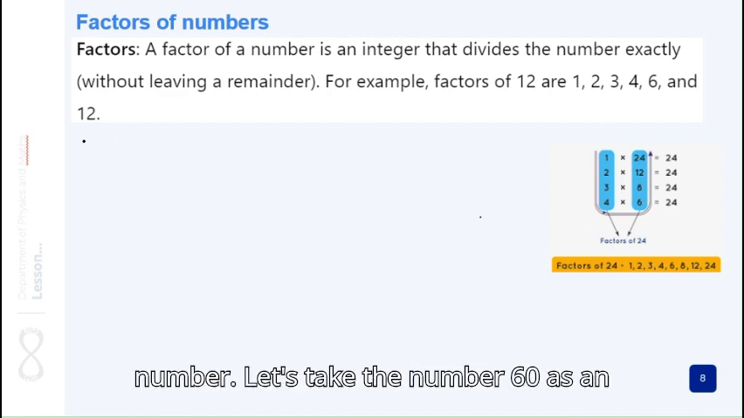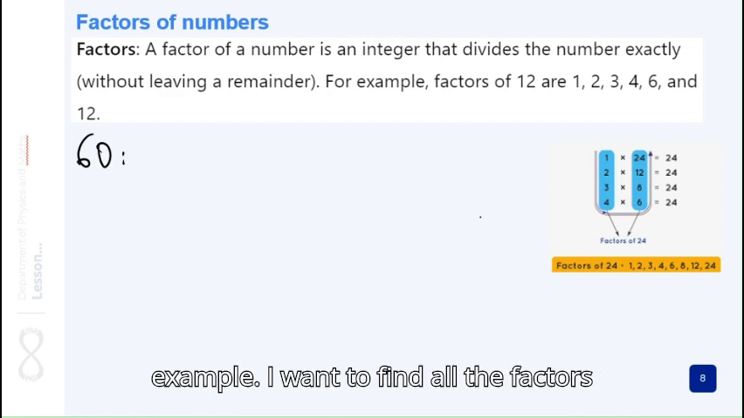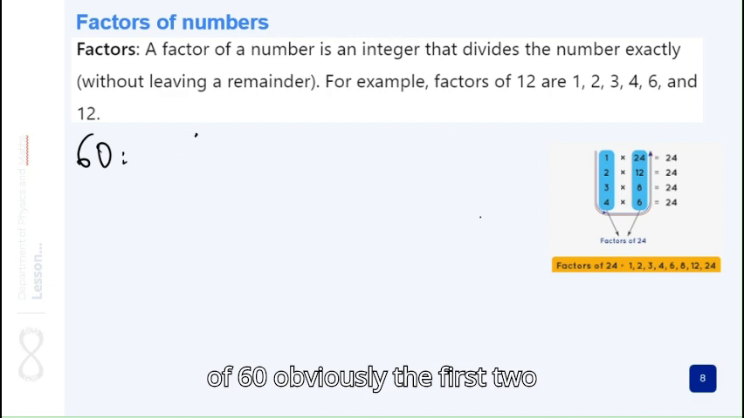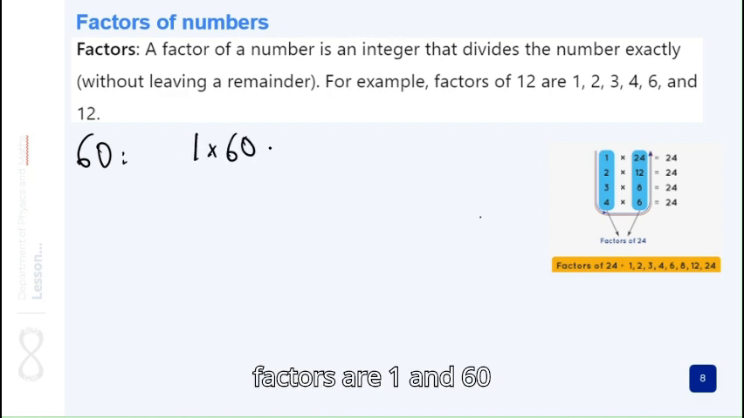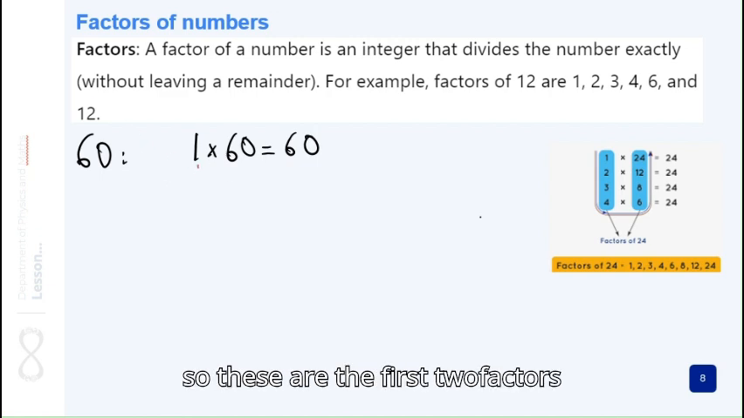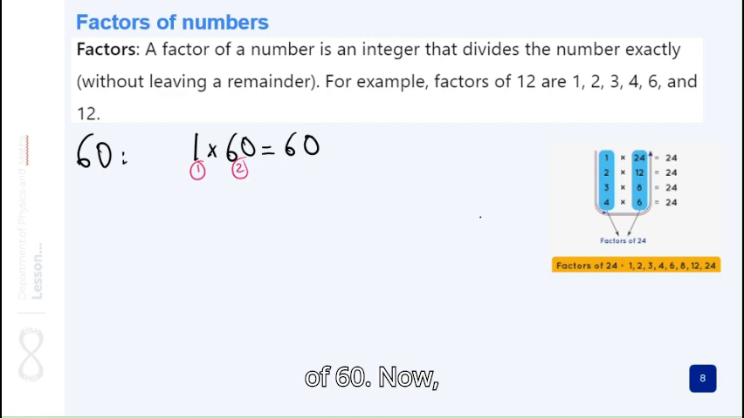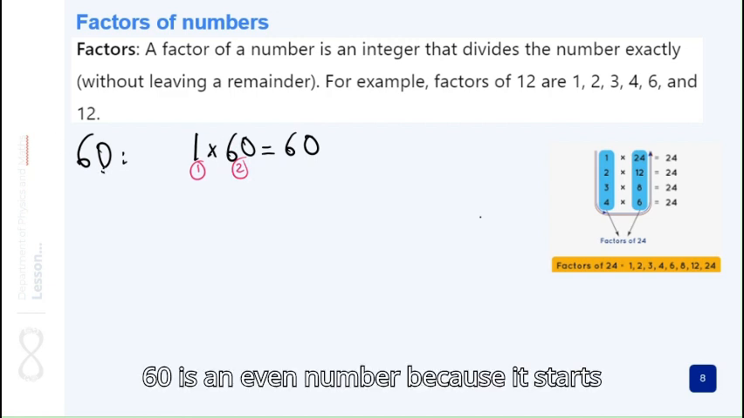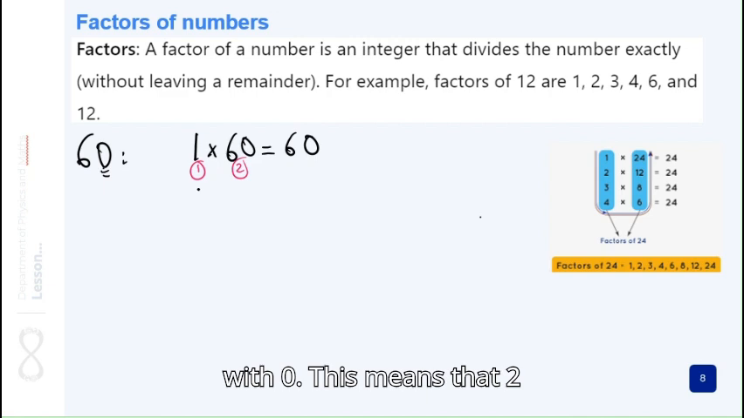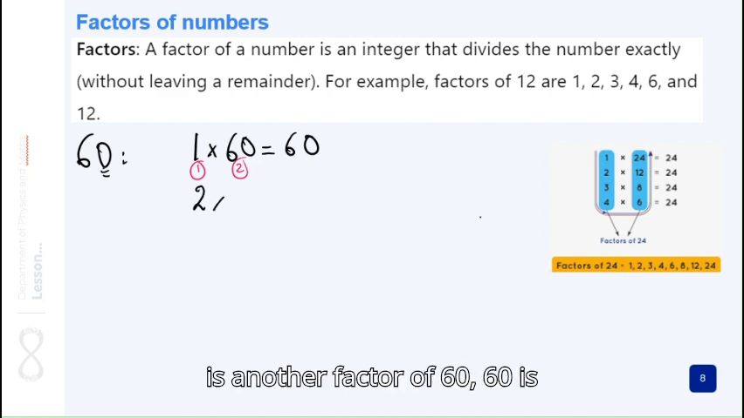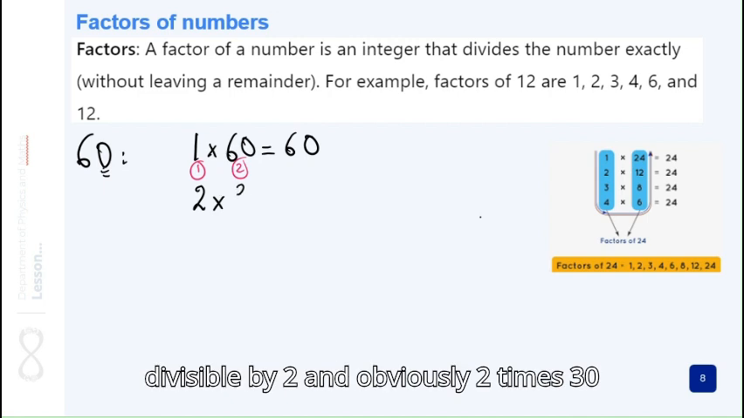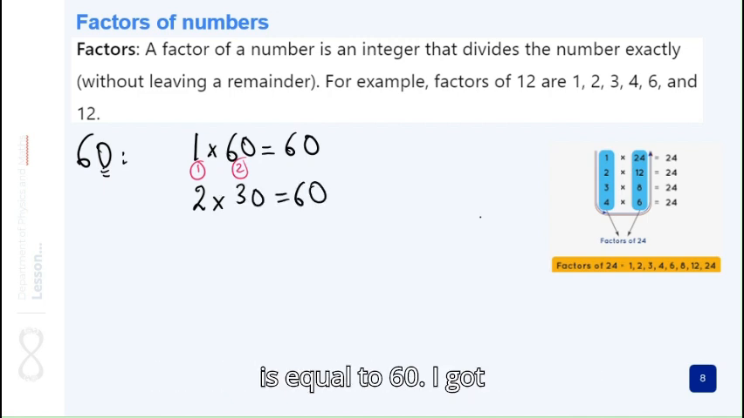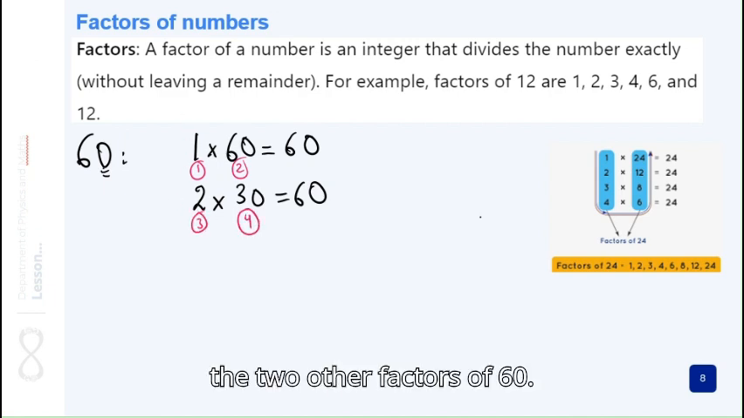I'm going to take a bigger number. Let's take the number 60 as an example. I want to find all the factors of 60. Obviously, the first 2 factors are 1 and 60, because 1 times 60 is 60. Now, 60 is an even number because it ends with 0. This means that 2 is another factor of 60. 60 is divisible by 2, and obviously 2 times 30 is equal to 60. I got two other factors of 60.